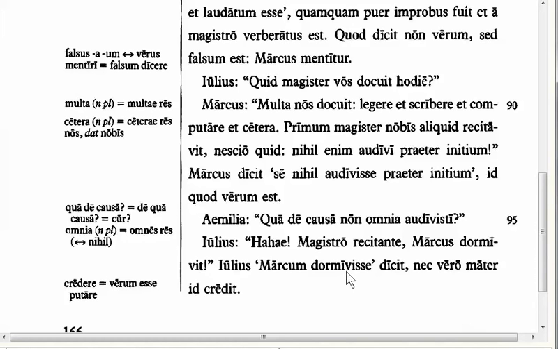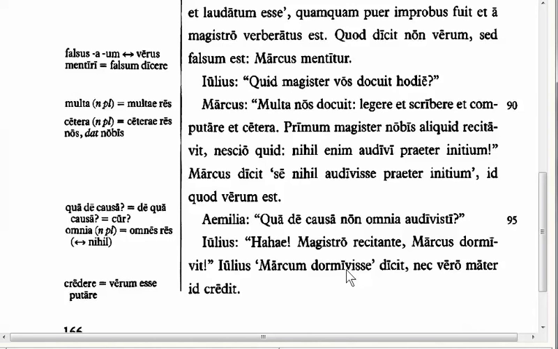Okay, if you were going to look this up in the dictionary, you would look up under dormio, dormire, I sleep, or to sleep. It's a fourth conjugation verb, and notice that just like ambulare, you get the V in front as part of its stem, dormiv.